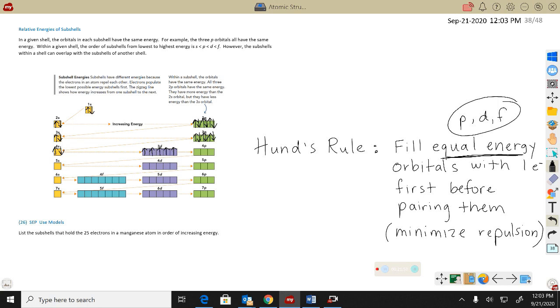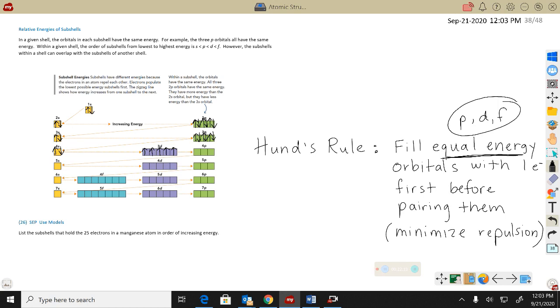I've got 5 kids, I've got 5 rooms. Everyone gets their own. And that is the most stable arrangement of 5 electrons with 5 available orbitals. It minimizes the repulsion. I don't have to pair anybody. There's the 25 electrons in the manganese atom.